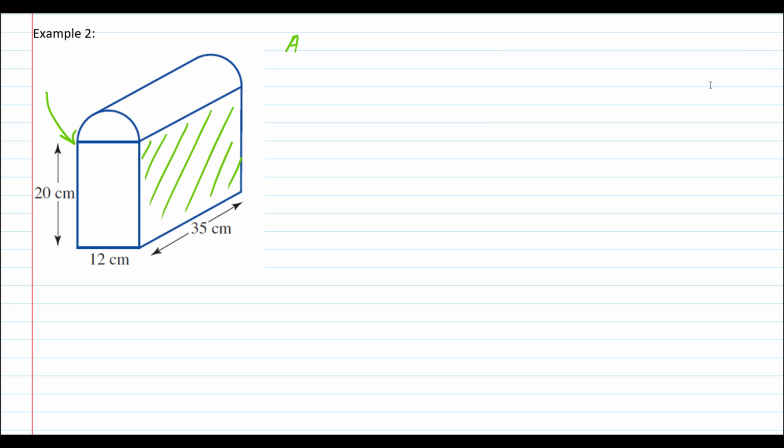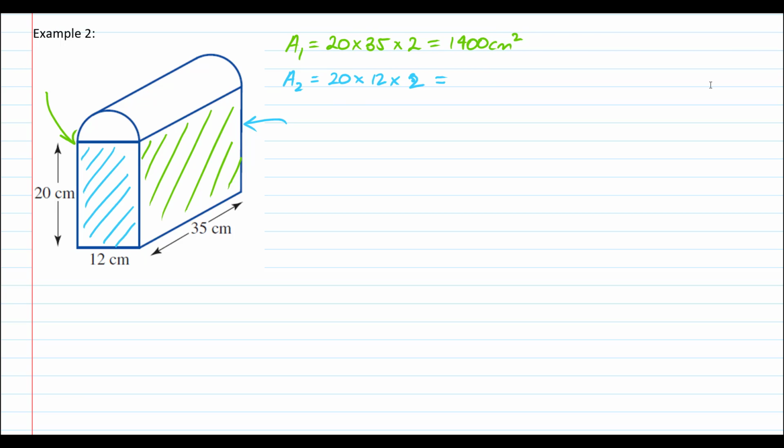And so in green, which I'll call area 1, this is equal to 20 times 35 times by 2. And of course, this is equal to 1400 centimetres squared. And then in blue, I'm going to have a look at, let's say, the front faces here. Front face there, and there's another one in the back. So area 2 in blue is 20 times 12 times 2. And 20 times 12 times 2 is 480 centimetres squared.